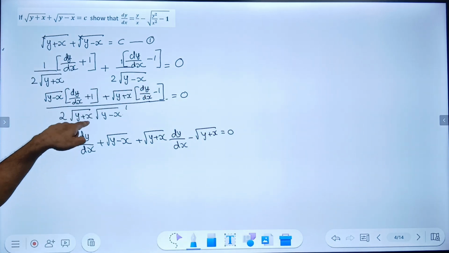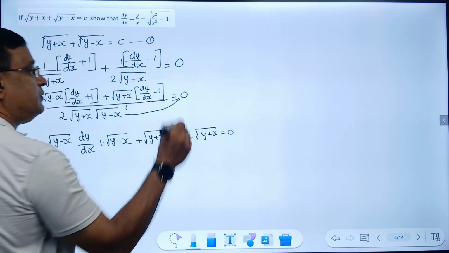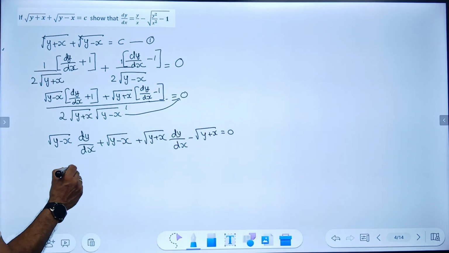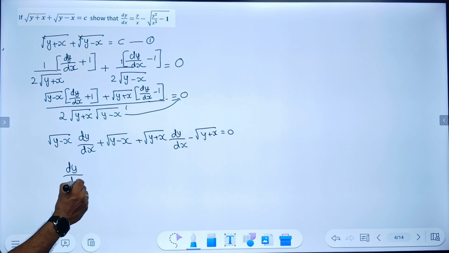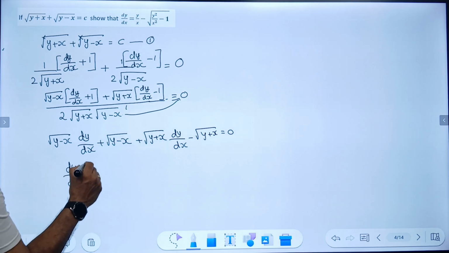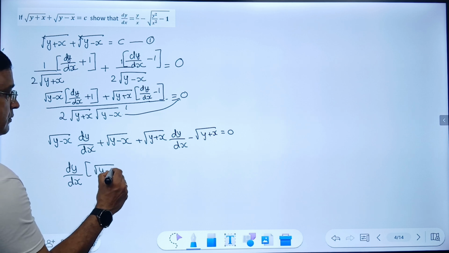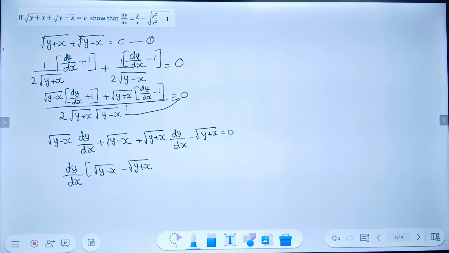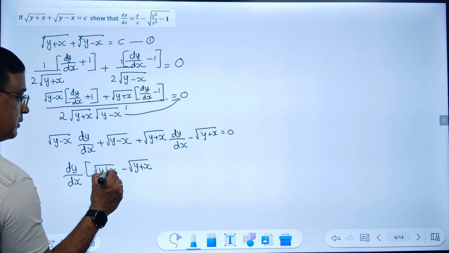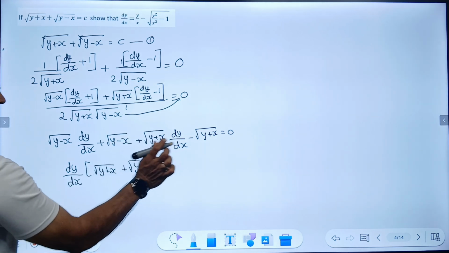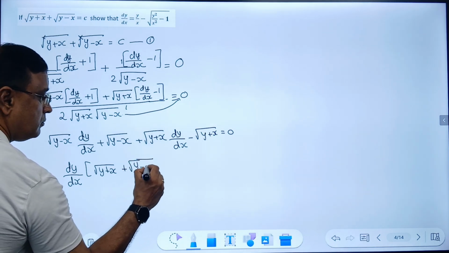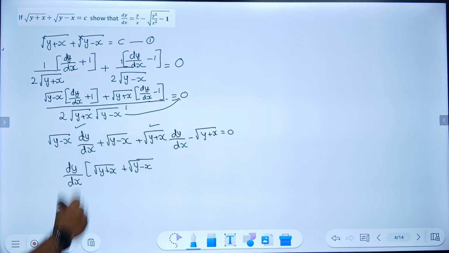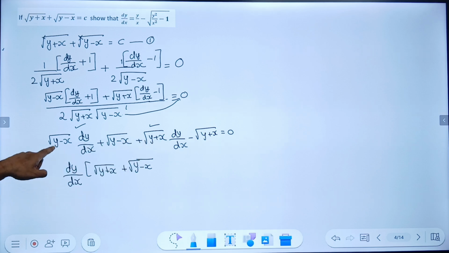I just open the bracket, this I cross multiply. This into 0 is 0. Now group all the dy by dx together. So what is dy by dx? So dy by dx into, you have root of y minus x minus root of y plus x. Okay. Root of y plus x, in fact root of y plus x plus root of y minus x. Okay. I grouped these two. I wrote root of y plus x first plus root of y minus x.